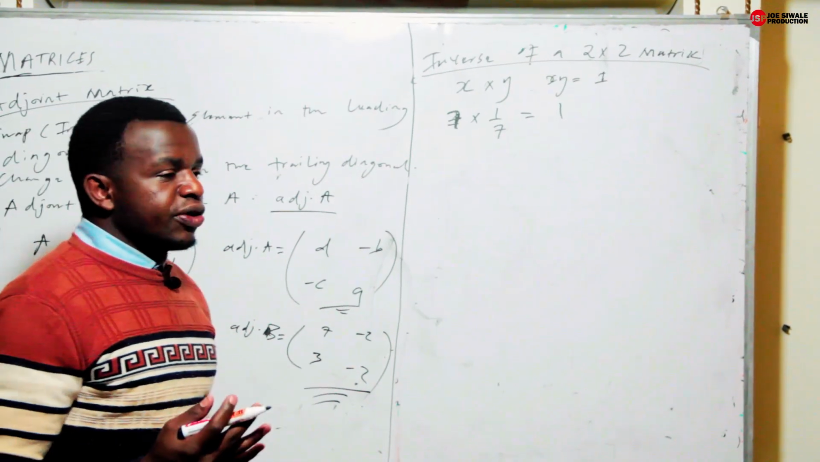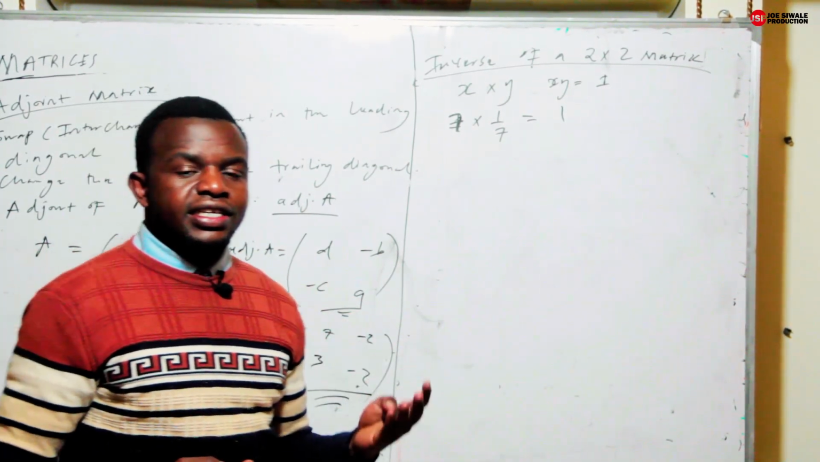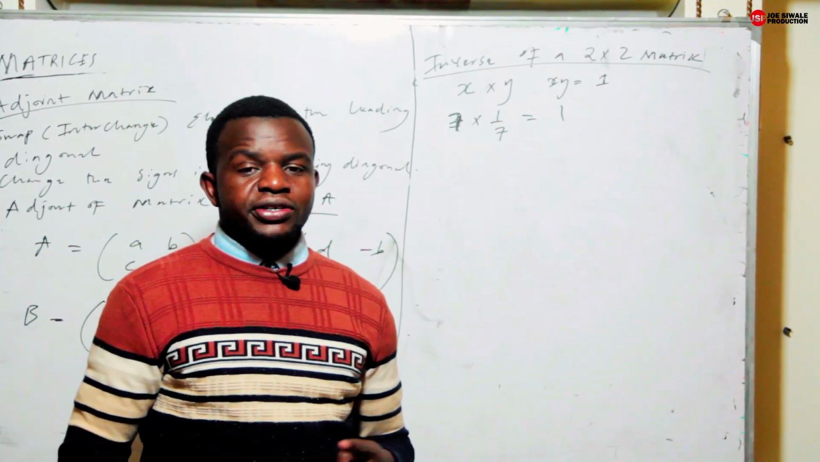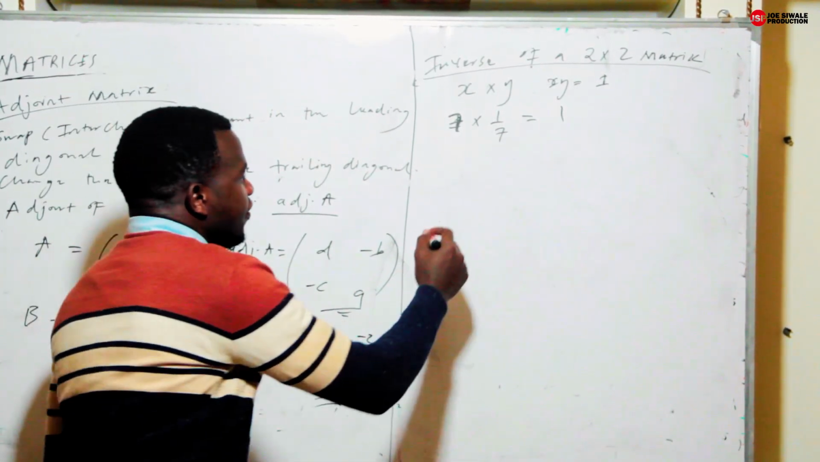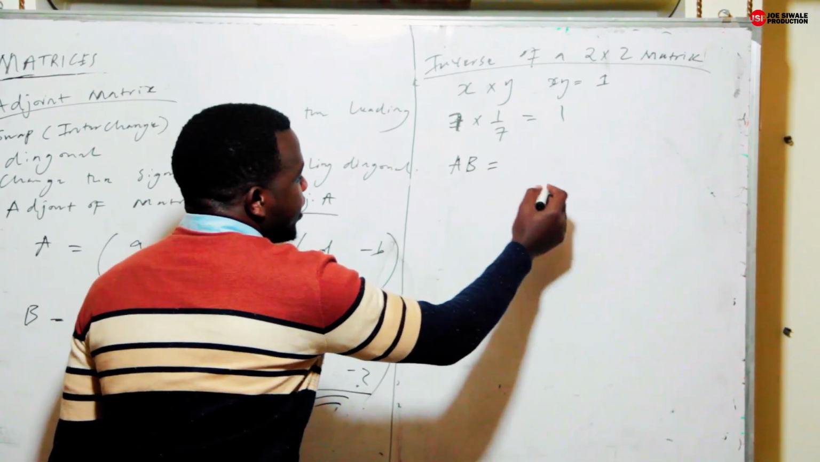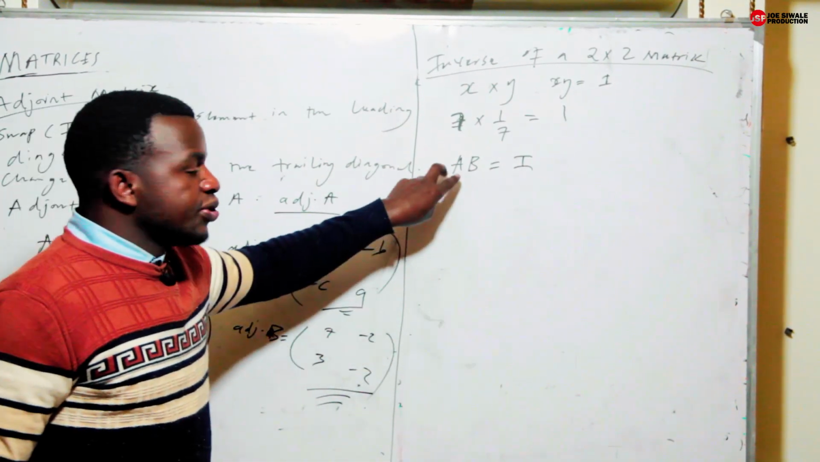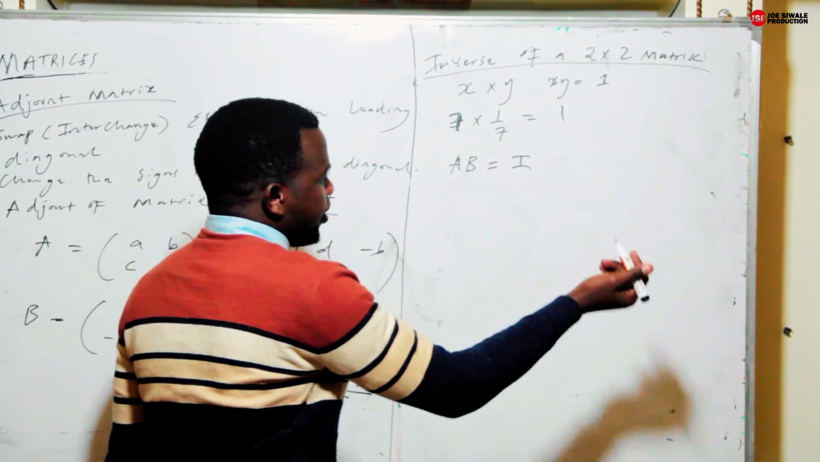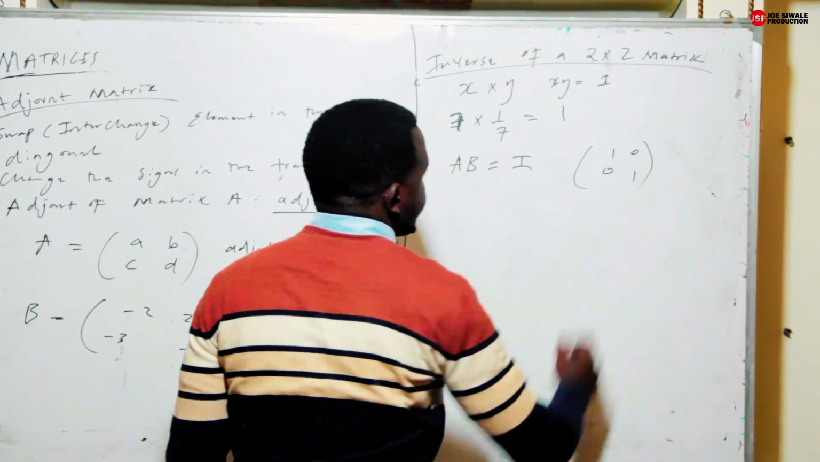So if the product of two matrices gives an identity matrix or the unit matrix, that means that those two matrices are inverse of one another. What I mean is that if we have matrix A multiplied by matrix B, and if this gives an identity matrix, that means that these two matrices are inverse of each other. And the identity matrix or the unit matrix, we said, can be in this form: 1, 0, 0, 1.